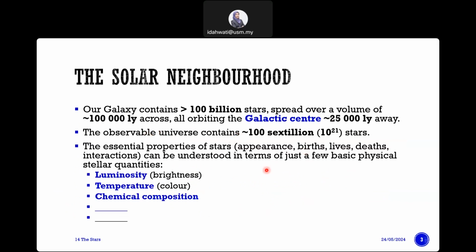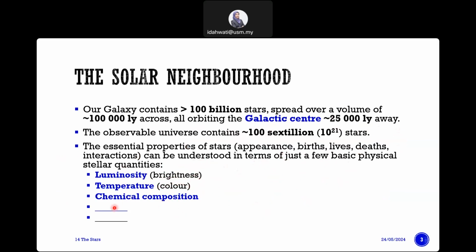Our galaxy contains more than 100 billion stars, which are all orbiting the galactic center, which is 25,000 light years away. The essential properties of stars, which are the appearance, the birth, the life, death, and interaction, can be understood in terms of basic physical stellar quantities, which are the luminosity or brightness, temperature, and chemical composition.